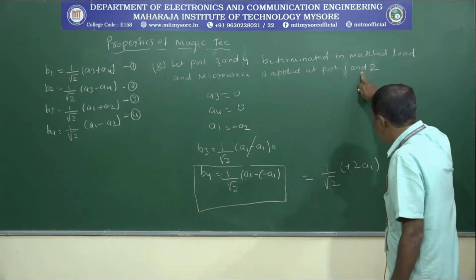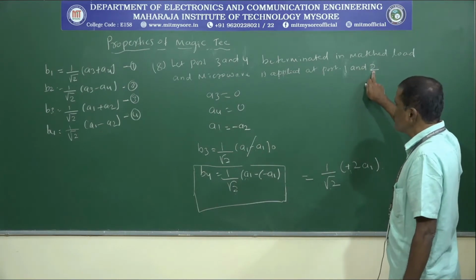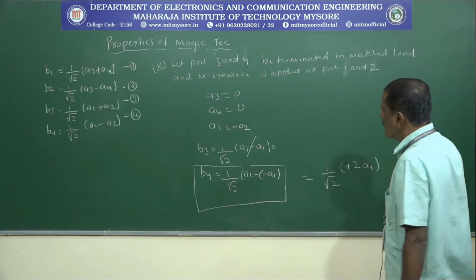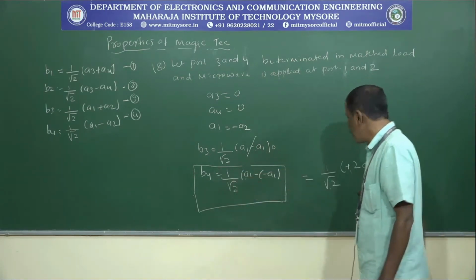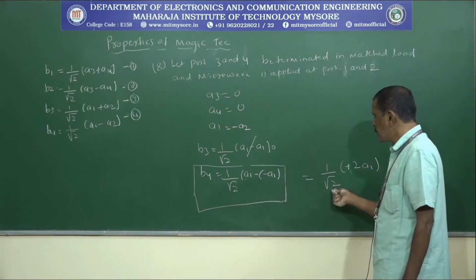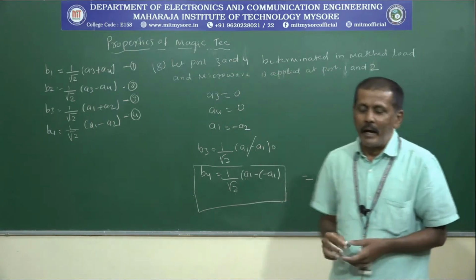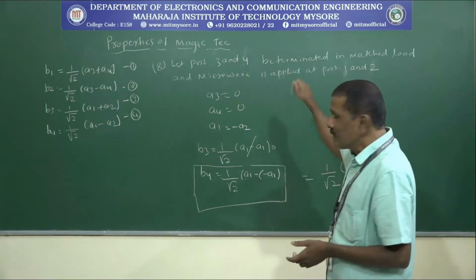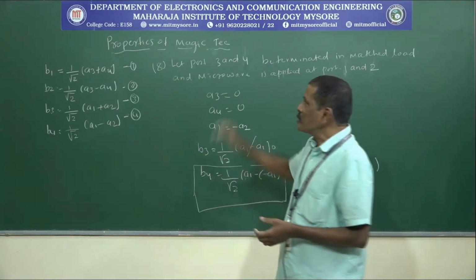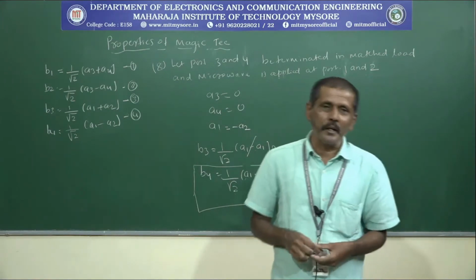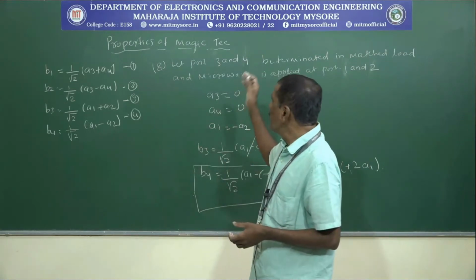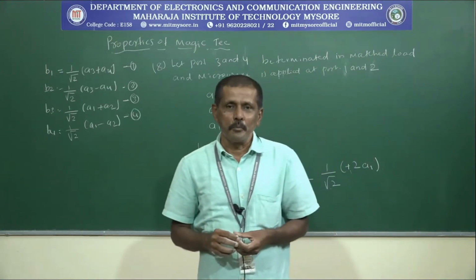So property number 8 is saying that if you apply signals at port number 1 and 2 which are out of phase with each other, then you get the output signal at port number 4, where the output is equal to 2 times A1 divided by root 2. That is, both the signals will add to each other. These are the 8 properties you are supposed to remember, because they are important in order to understand the application of this magic T in microwave communications.